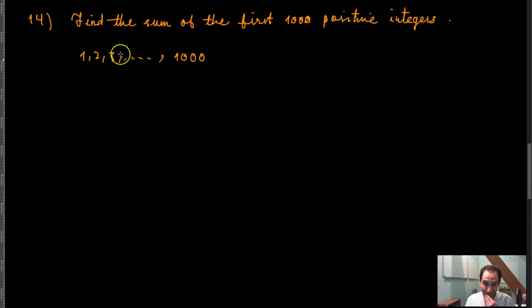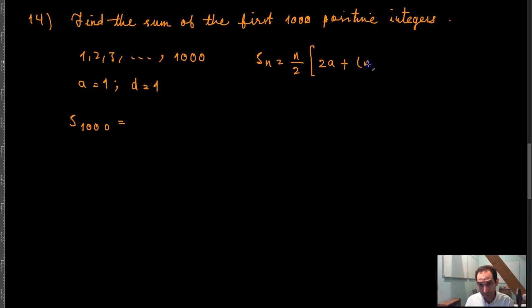And so that's an arithmetic progression. Here your a is equal to 1, your d is equal to 1. And so if you want to find the sum of all of these numbers, that would be S of 1,000. And you know that S of n is equal to n divided by 2 times 2a plus n minus 1 times d, which means that S of 1,000 is equal to 1,000 divided by 2 times 2a, which is 2, plus n minus 1, which is 999 times 1, which is equal to 999.